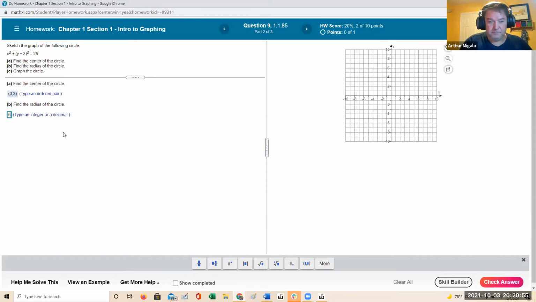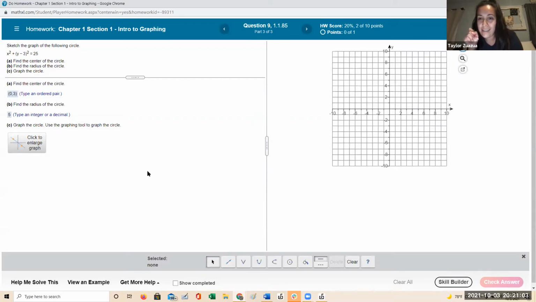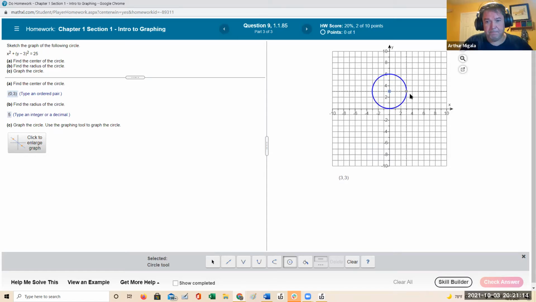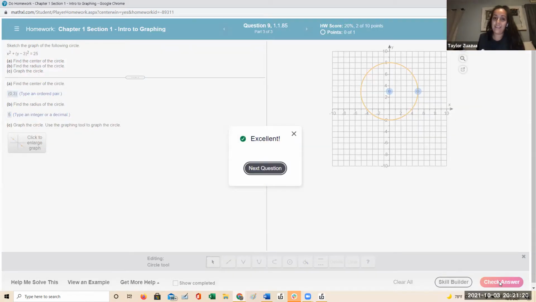So whenever you do this circle, would you start at 3 on the y? Right. So it's 0 on the x, just graph 3. Go to the 3, and then you go 5 to your right. Okay, that's how you graph it. You're done. Got it. Thank you.